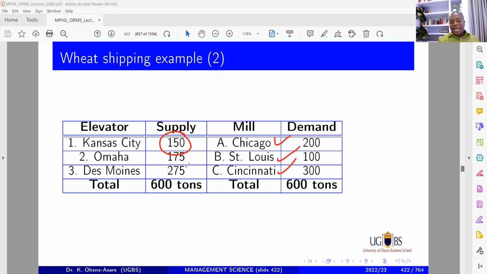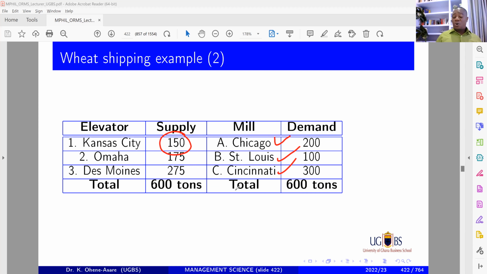Omaha is also supplying 75 tons to Chicago, to Cincinnati, to St. Louis. DM is supplying 275 tons and is going to Chicago, Cincinnati, St. Louis. So each one of them has an amount it is supposed to supply.